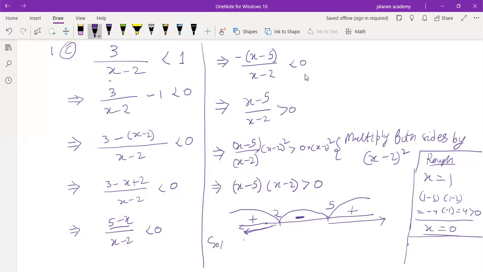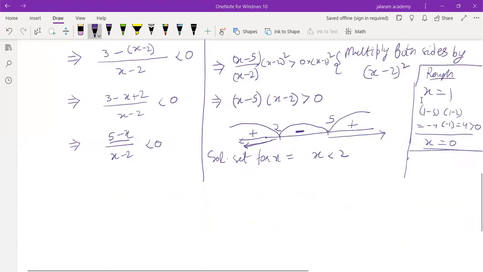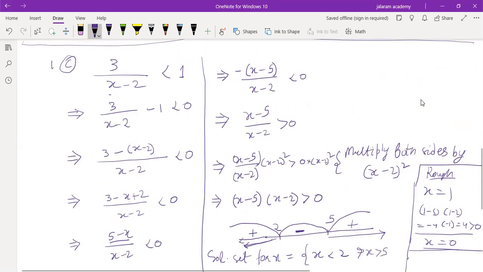So what is the solution set for x? When x is less than 2, and when x is greater than 5. Is that clear? Greater than or equal? No, equal to is not there. We write equal to only when there is equality in the equation also. Is that clear to you?